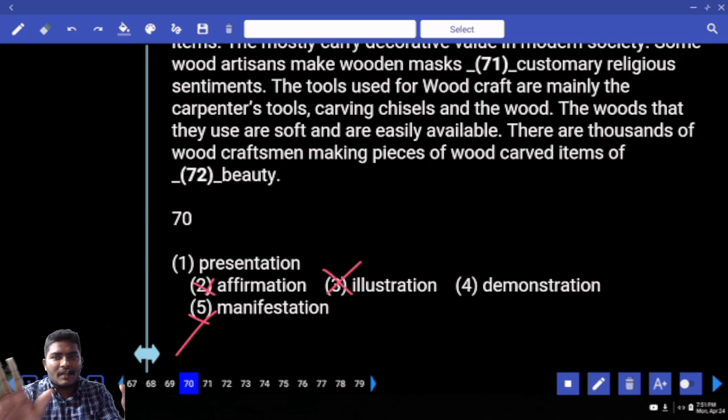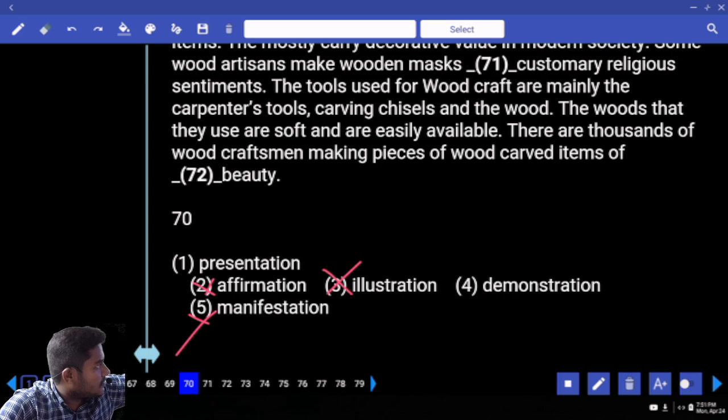See, let me tell you the difference. I want to do this class. Did I make all these slides? Did I type these questions? Somebody has done this work and I am presenting it to you.